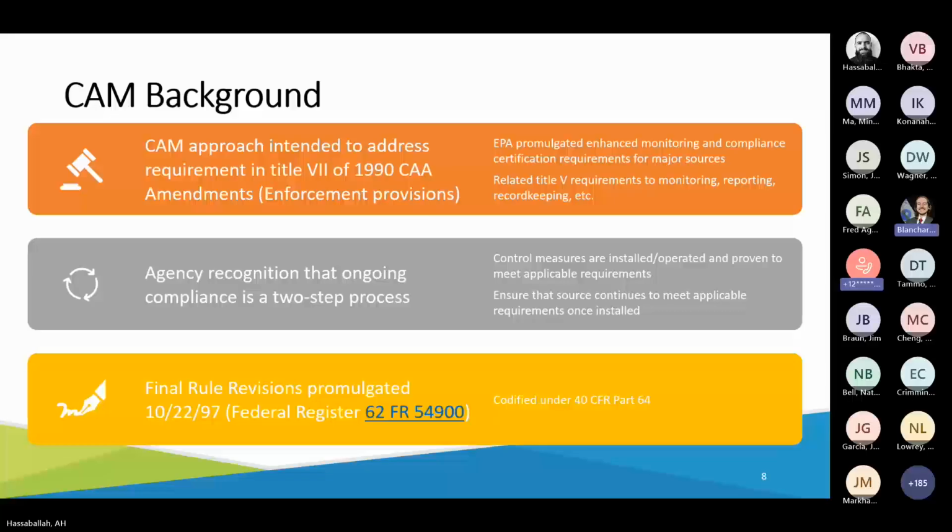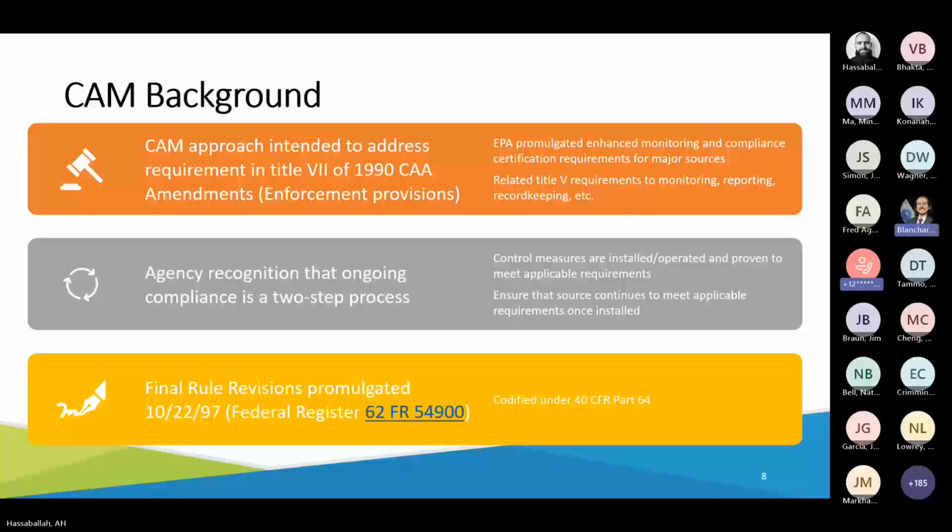Moving along a little bit more on the CAM background with some dates, the CAM approach was originally intended to address the requirement in Title VII of the 1990 Clean Air Act amendments, also known as the enforcement provisions, where EPA promulgated enhanced monitoring and compliance certification requirements for major sources. And this is related to the Title V requirements with regards to monitoring, reporting, and record keeping.